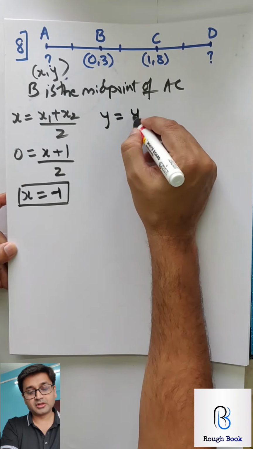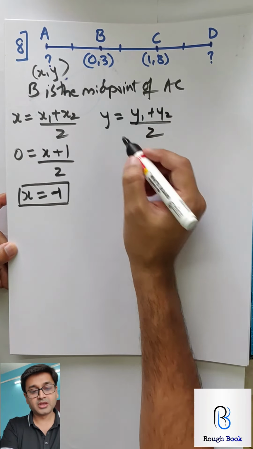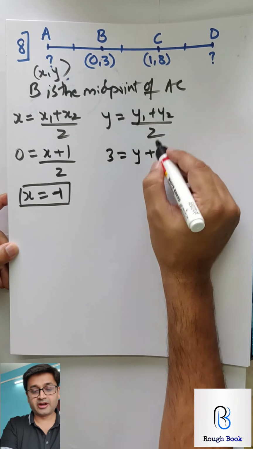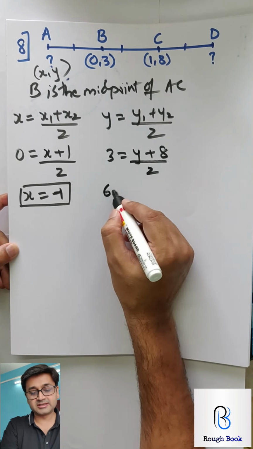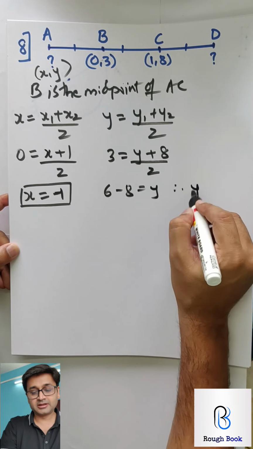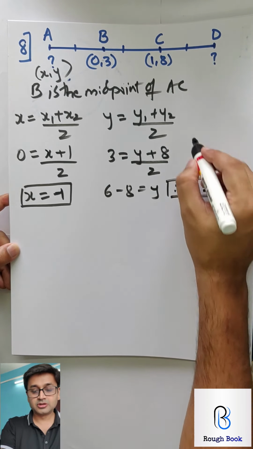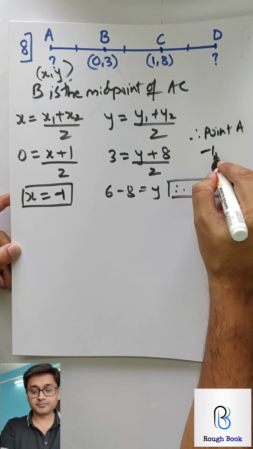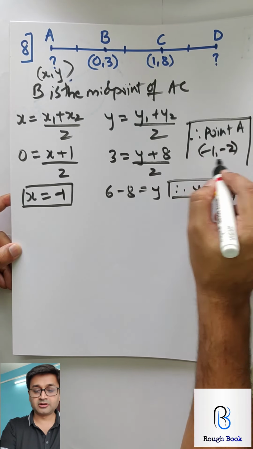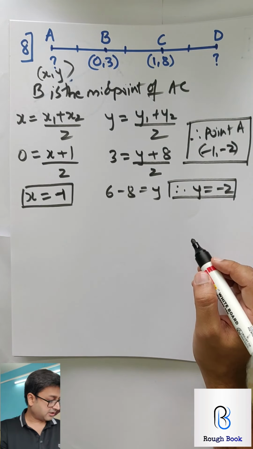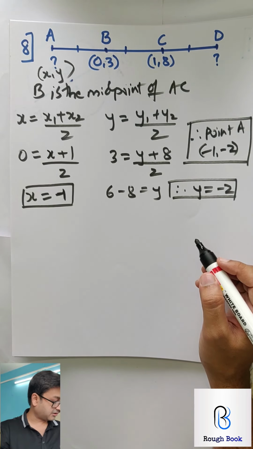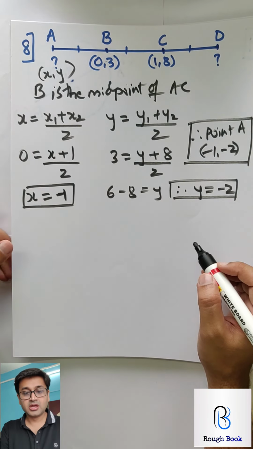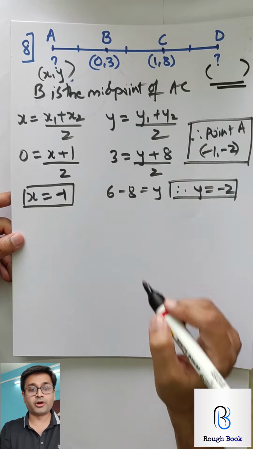What about y? So y1 plus y2 by 2. So y is 3 this time, y1 is y and y2 becomes 8, by 2. So 6 minus 8 is y and therefore y is minus 2. So therefore I can say point A is minus 1 comma minus 2. We got the first part, that is point A. Let me just check if we are on the correct track. This is 13B, sum number 8. It's correct, minus 1, minus 2. Can you get me, using the same logic, the points for D?